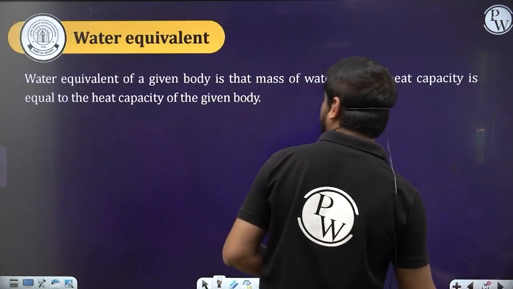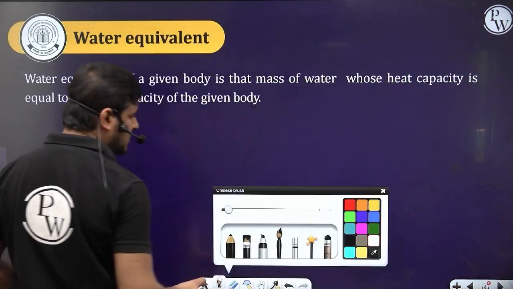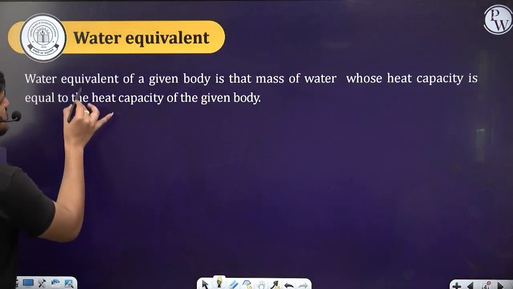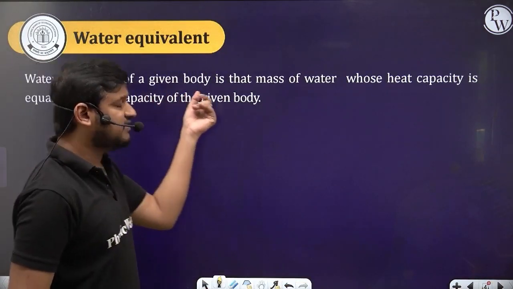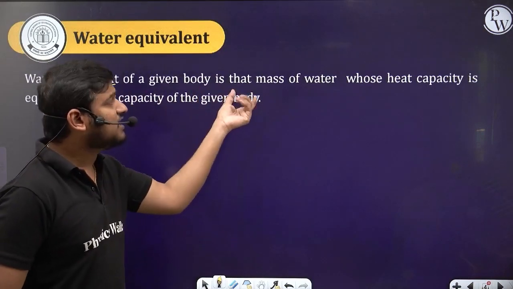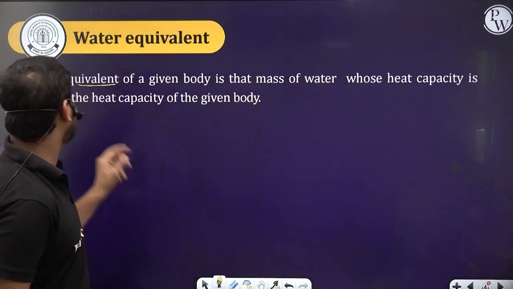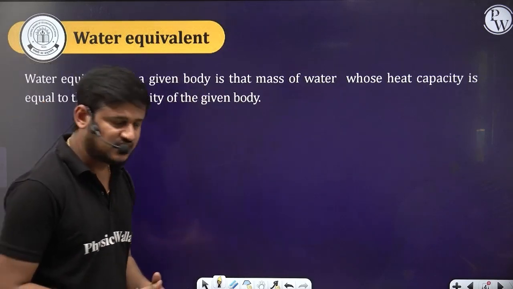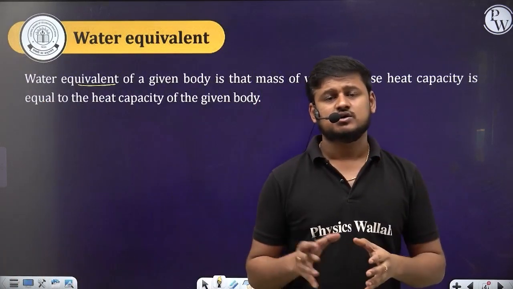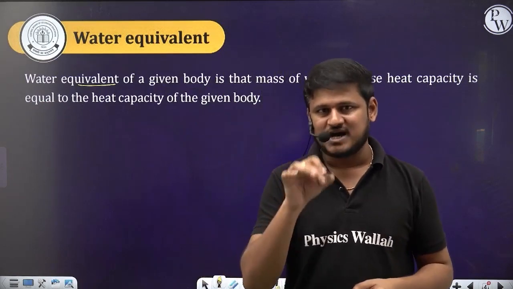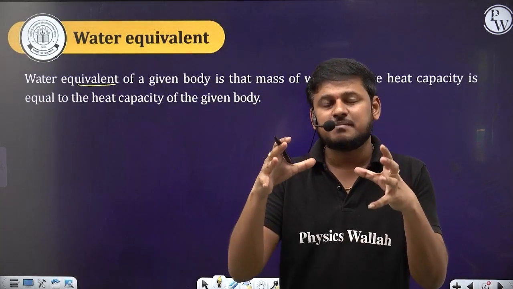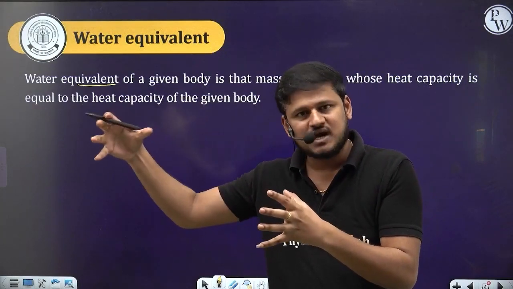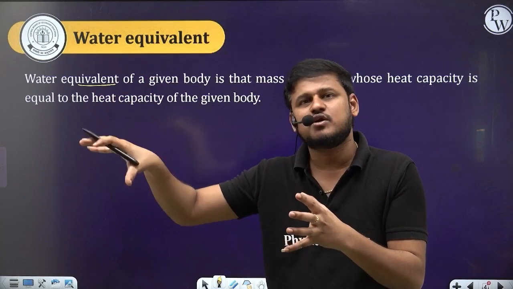Done. So next, let's go to the water equivalent. So what is water equivalent? The water equivalent of a given body is that mass of water whose heat capacity is equal to the heat capacity of the given body. See here, we have to take the mass of water whose heat capacity is equal to the heat capacity of some particular body.